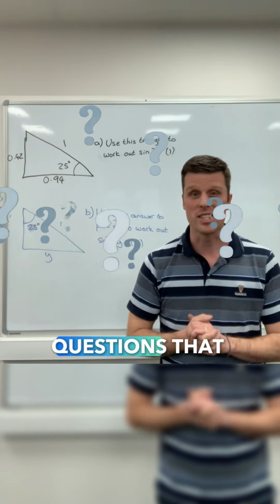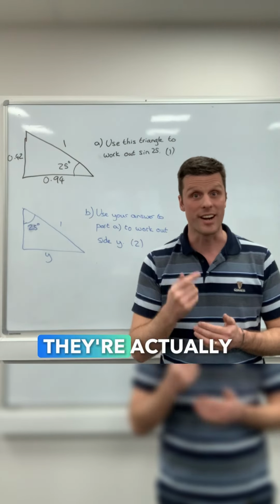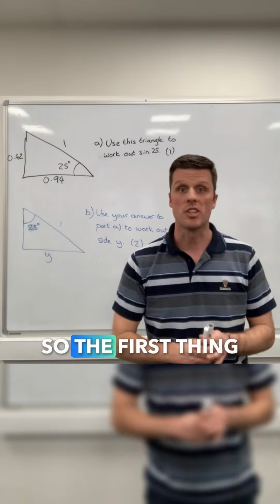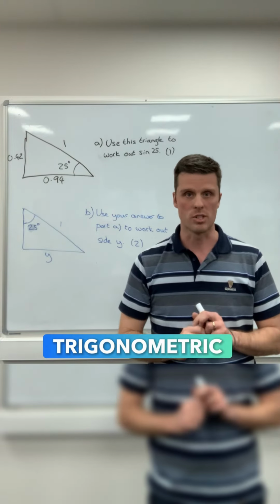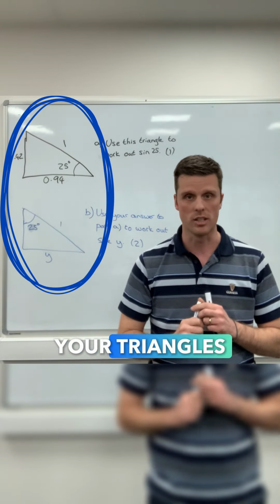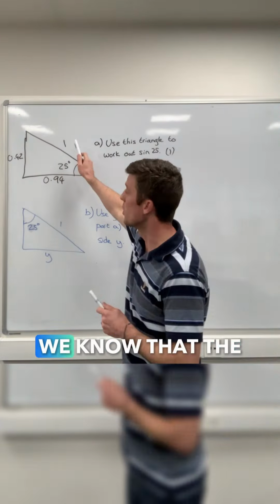So here's a couple of questions that may cause you anxiety in the exams, but they're actually more straightforward than you may think. So the first thing you need to do with any trigonometry question is label the sides of your triangles. We know that the longest side is the hypotenuse, the side opposite the angle is the opposite, and the side that runs alongside the angle is the adjacent.